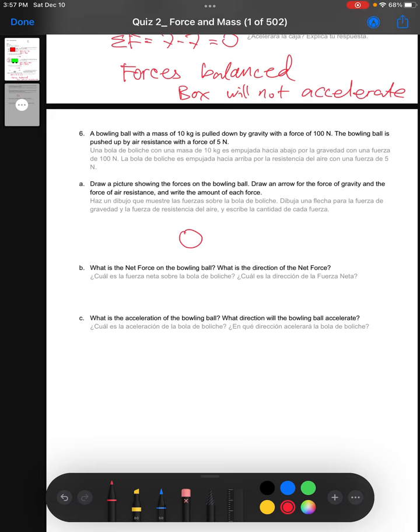The question says that the bowling ball is being pulled down by gravity with a force of 100 newtons. So gravity is pulling down on the ball with 100 newtons of force. The bowling ball is pushed up by air resistance with a force of 5 newtons. So air resistance is pushing up on the ball with a force of 5 newtons.